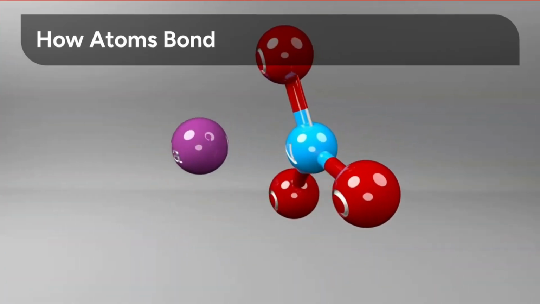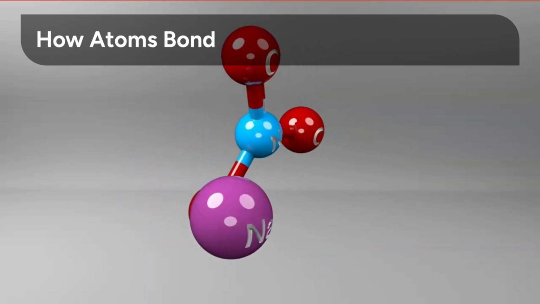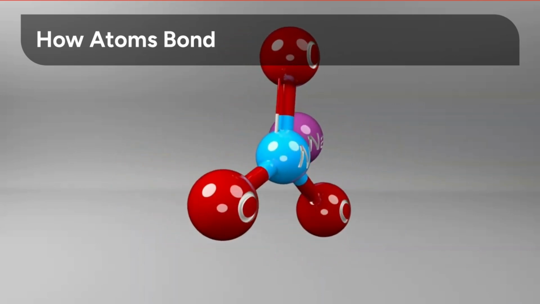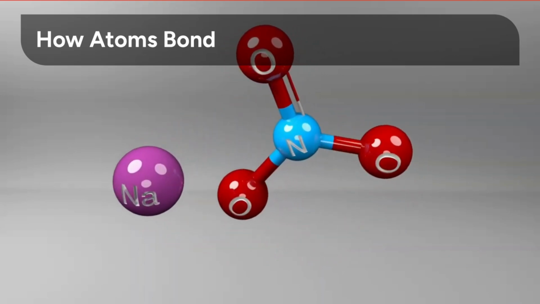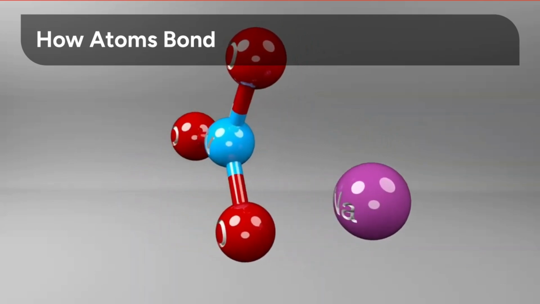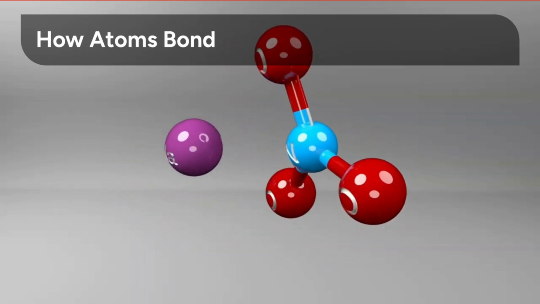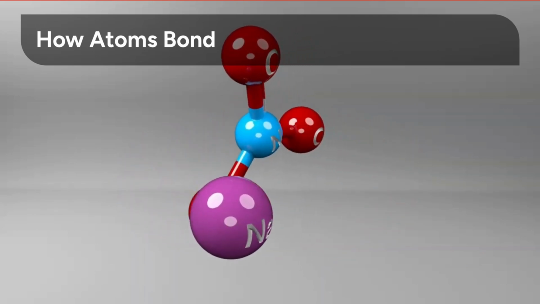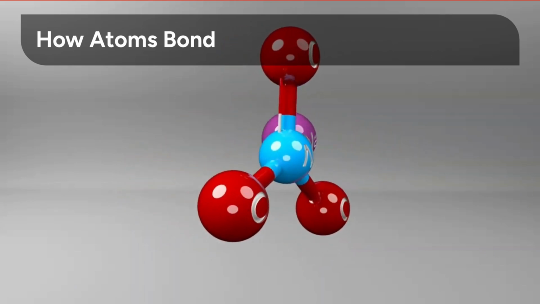Atoms are rarely found in isolation. They tend to interact with each other to form more stable structures. They do this by forming chemical bonds. The two main types of bonds are covalent bonds, where atoms share electrons, and ionic bonds, where electrons are transferred from one atom to another.